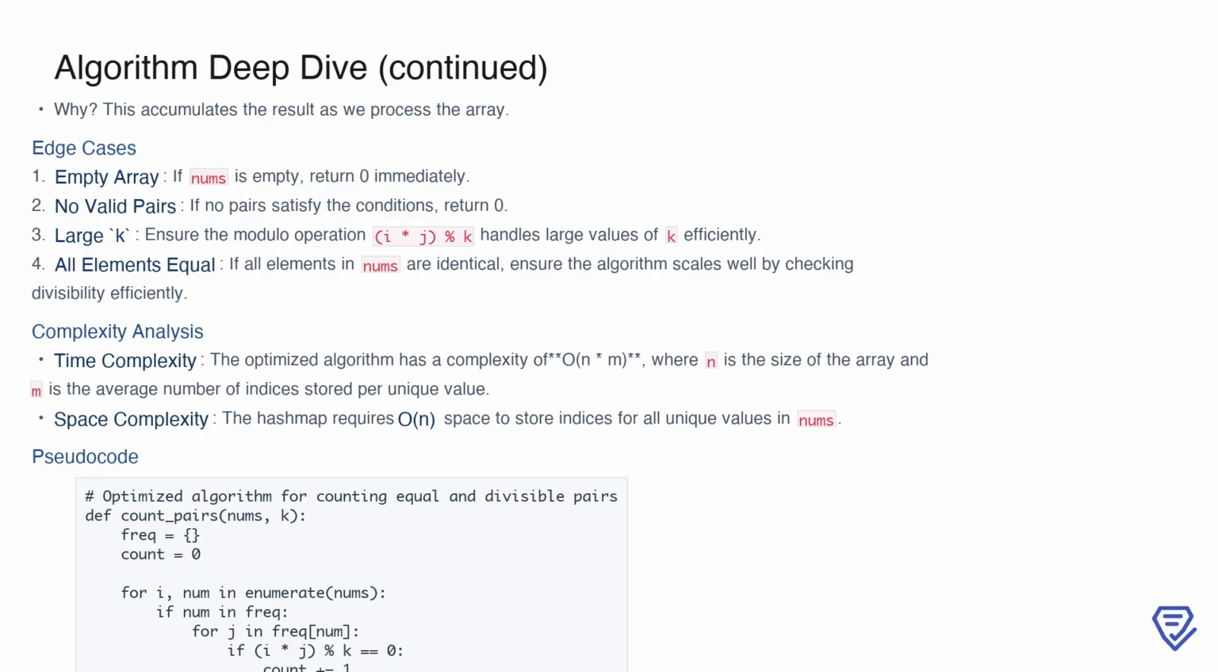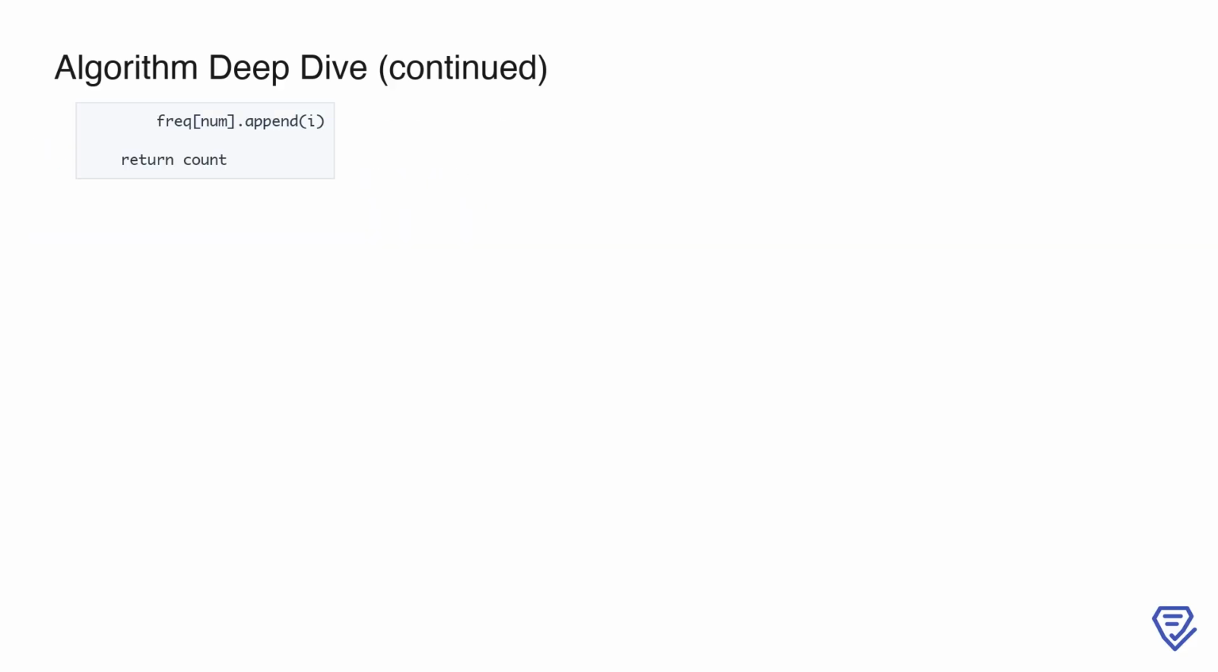The algorithm also scales well for cases where all elements are identical, as the hash map efficiently tracks indices and checks divisibility without unnecessary computations. The space complexity of the optimized solution is O(n), as the hash map stores indices for all unique values in the array. To summarize, the algorithm initializes a hash map and a counter, iterates through the input array, and checks each pair of indices for the given conditions. Once processing is complete, it returns the total count of valid pairs.